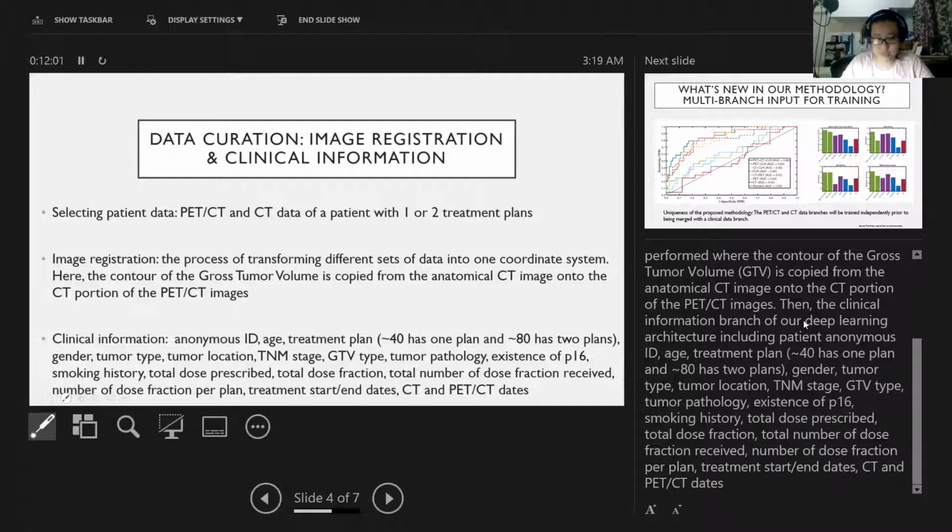anonymous ID, age, treatment plan, dosage, gender, tumor type, tumor location, TNM stage, GTV type, tumor pathology, existence of P16, things like smoking history, total dose prescribed, total dose fraction, total number of dose fractions received, number of dose fractions per plan, treatment start and end dates, and PET CT end dates, and these things are all the clinical branches, the data that was obtained for the training of the model.